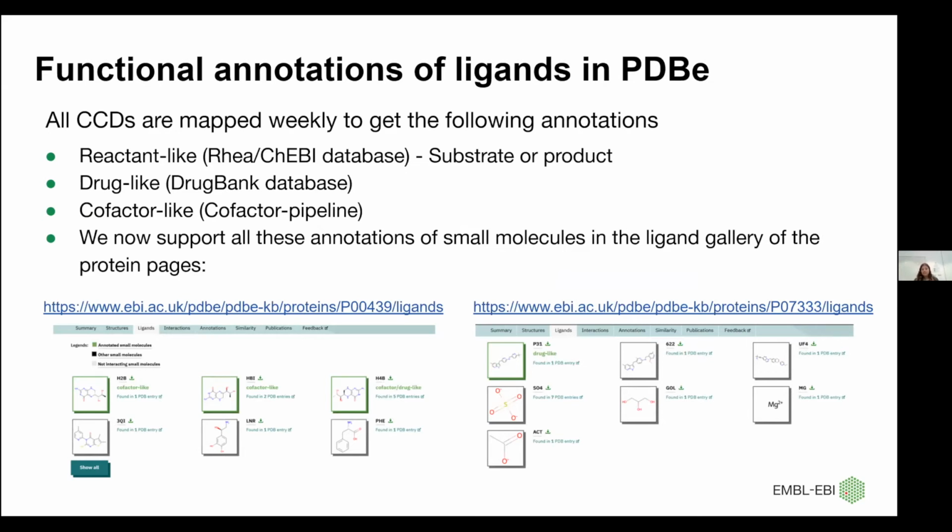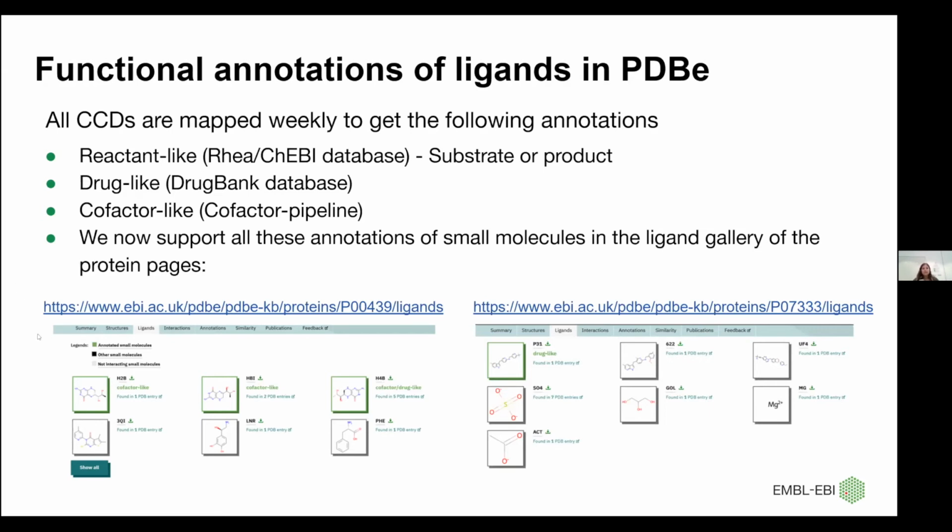Rhea is essentially a database which stores the information for all the biochemical reactions, with each participant, the exact components of the reactions. So from there, we fetch the information if a particular small molecule is behaving as a substrate or product. We map drug-like ligands from the DrugBank database. We have a pipeline called the Cofactor Pipeline, which again annotates the ligands as cofactors. All this data is now available via our API and also on the protein pages.